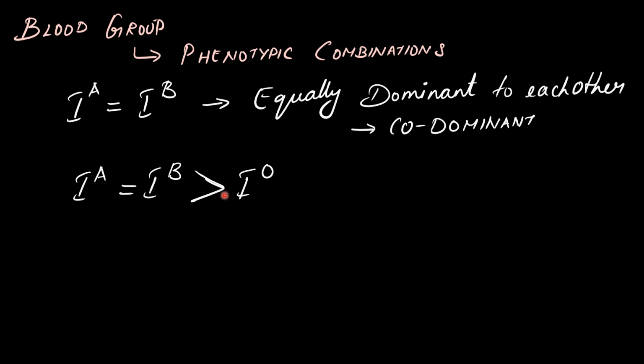But when you compare with the O allele, what is happening here? The O allele is the mutant form from the IA and IB, a mutant gene from the wild type. So as it is mutant, this is going to be the recessive one. Remember, always please note down this: IA and IB are equally dominant genes, and IO is going to be the recessive gene or recessive allele.